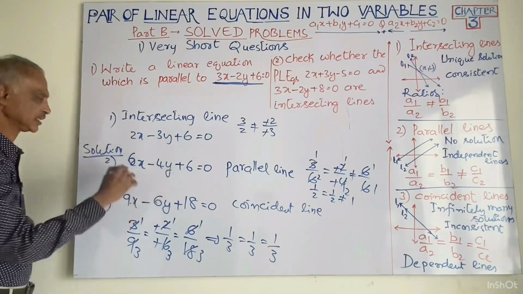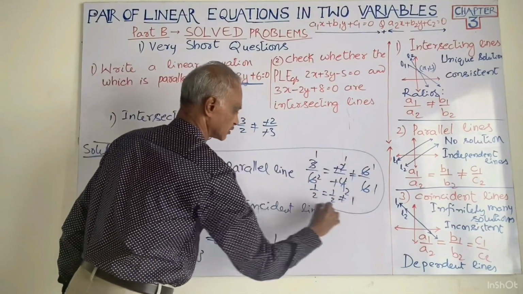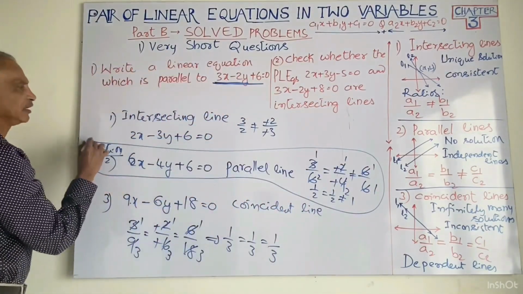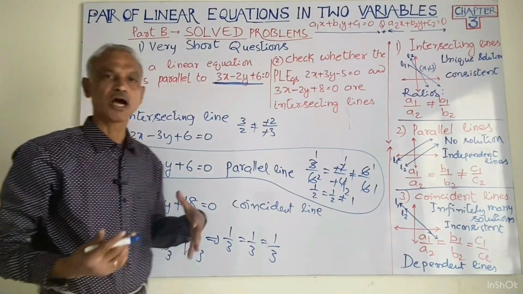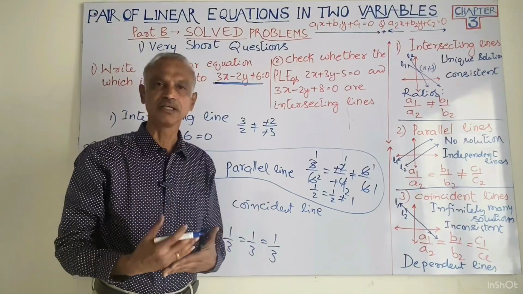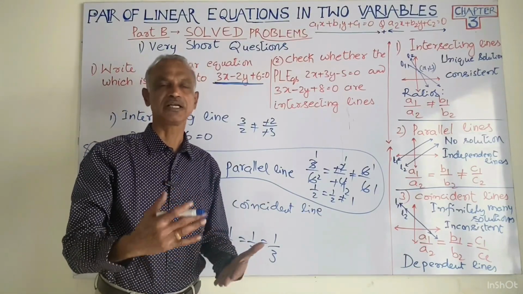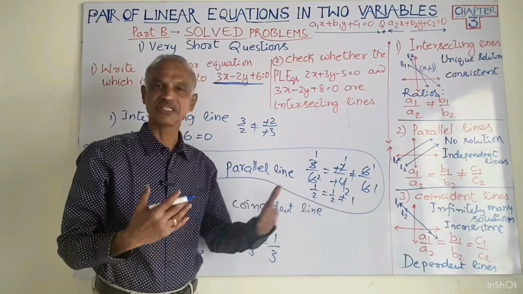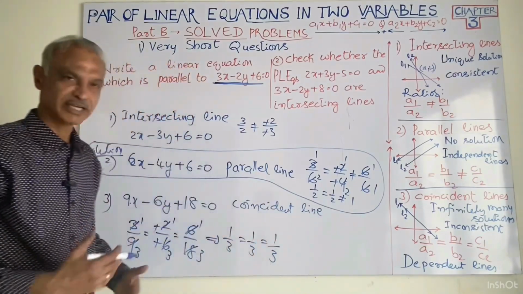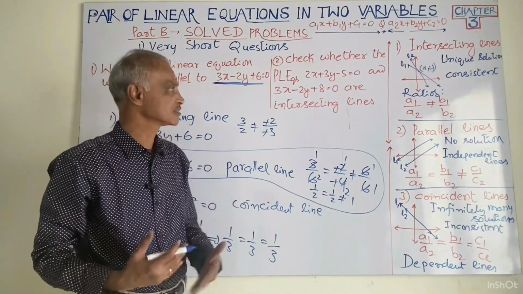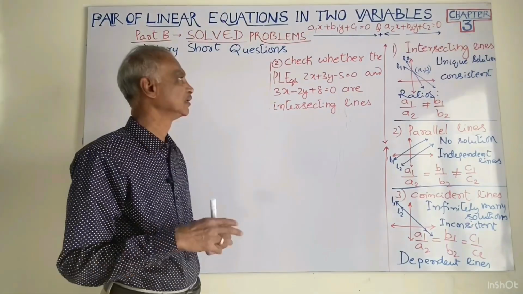Remember, this is the solution to the problem given above. But I told you how to write the intersecting line to a given line, a parallel line to a given line, and a coincident line to a given line. Like that you can do. Next we will go to the second problem.